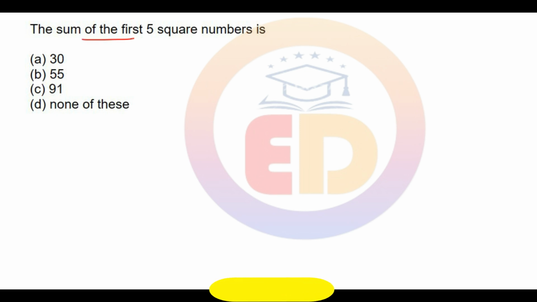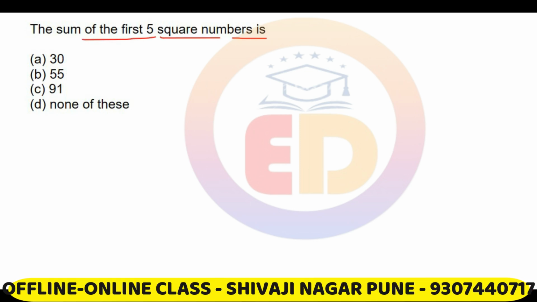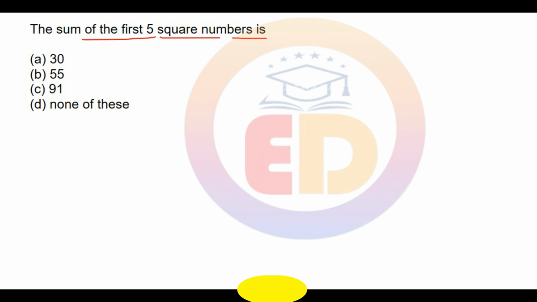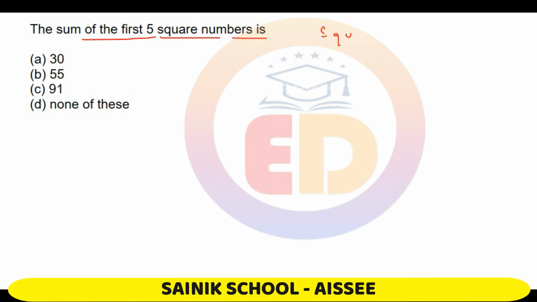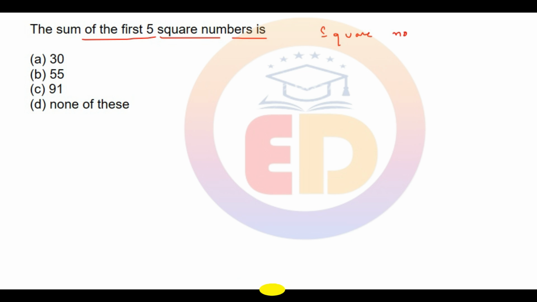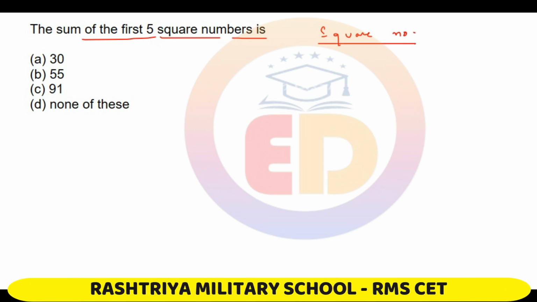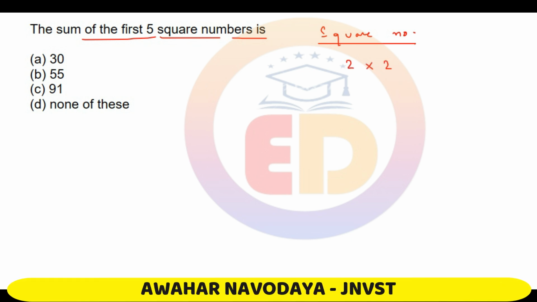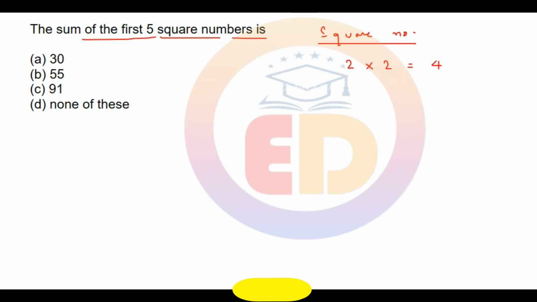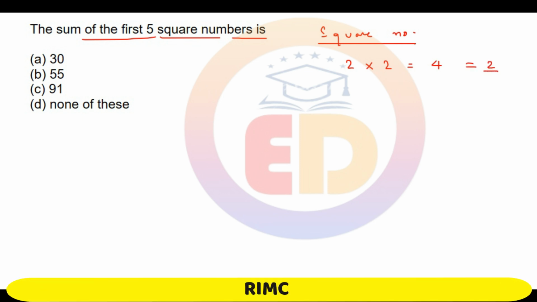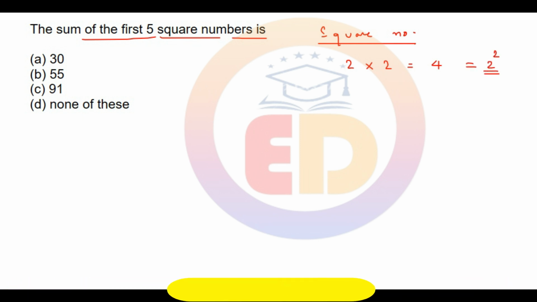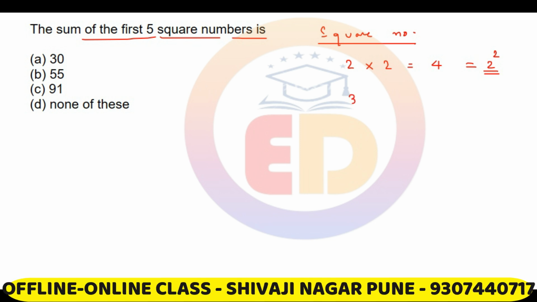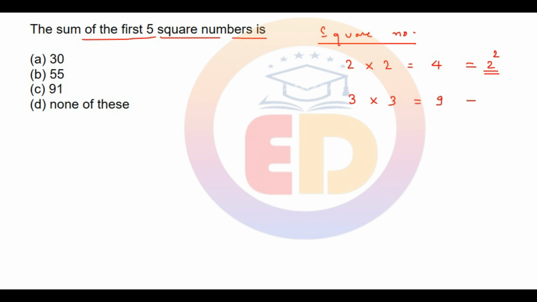The sum of first 5 square numbers is... Square number is a number which we get by multiplying the same number by itself. For example, 2 multiplied by 2 is 2 square, which is 4. The symbol of square is you write down 2 at the bottom and above that you place a 2. Square of 3, multiply 3 by itself. 3 into 3 is 9. Representation of 3 square will be write down 3 at the bottom and slightly above it write 2. This is 3 square.